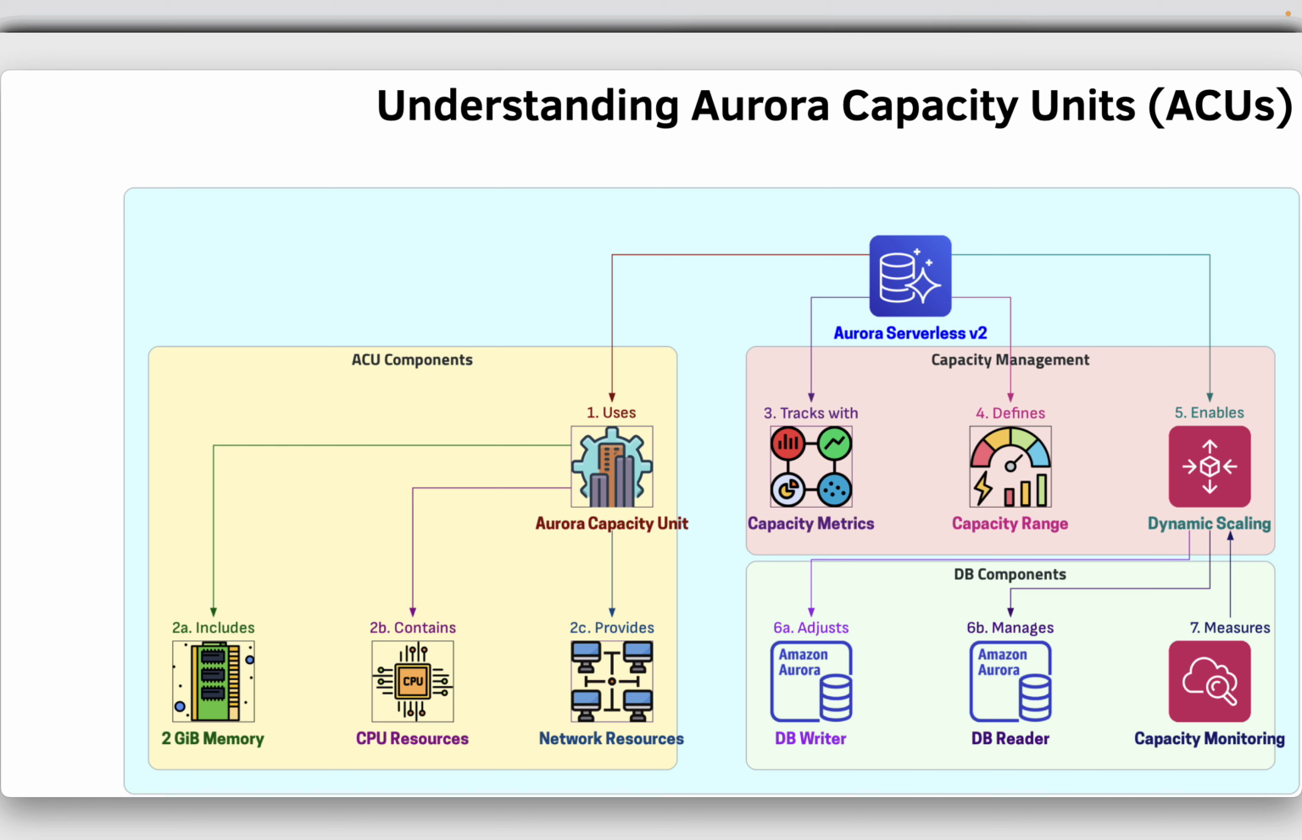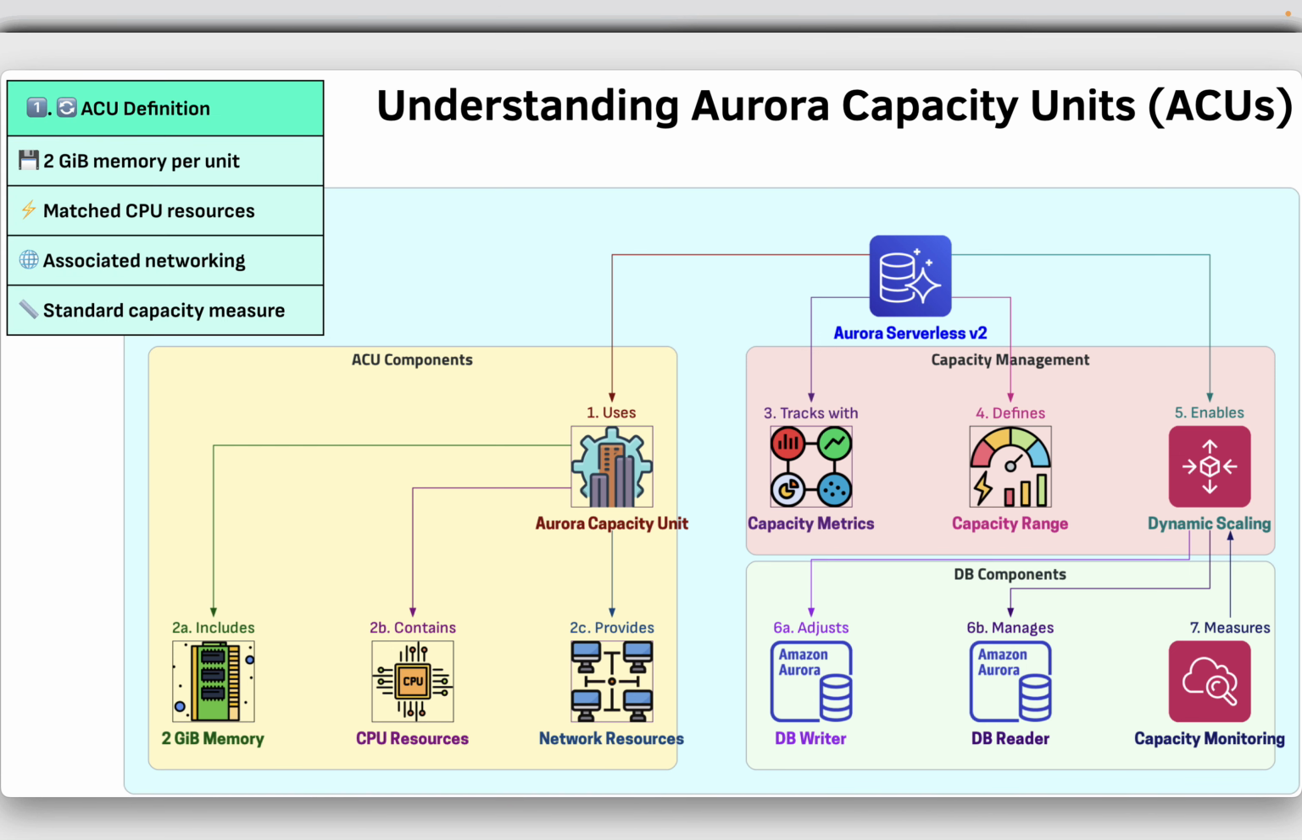So, understanding Aurora capacity units, also known as ACUs. Each Aurora capacity unit combines approximately 2 GB of memory, with corresponding CPU and networking resources. Unlike provisioned clusters, Aurora Serverless V2 uses ACUs, Aurora capacity units, as its standard capacity measurement unit.